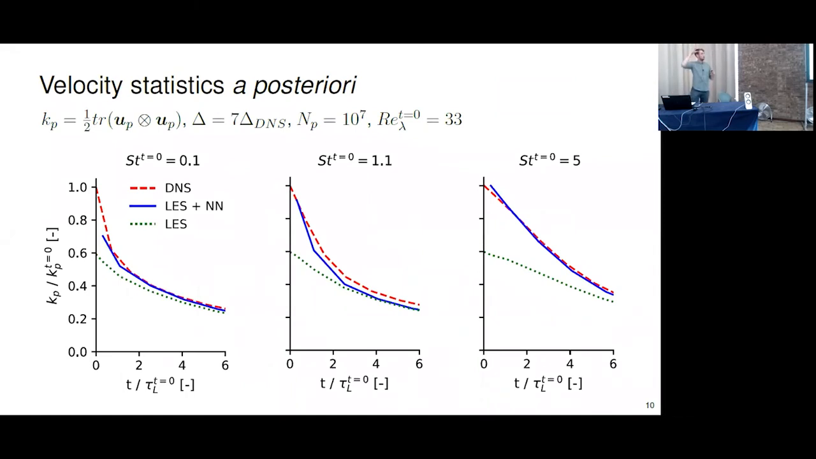Then again, a posteriori analysis, but now adding inertia to the particles. This will vary the trajectories and also the fluid properties sampled by the particle. So we have Stokes numbers 0.1, 1.1, and 5, which is low inertia, moderate inertia, and high inertia. In all three cases, we can see significant underprediction in the kinetic energy from the LES alone. Then when we add the neural network, we get great agreement with the DNS data.